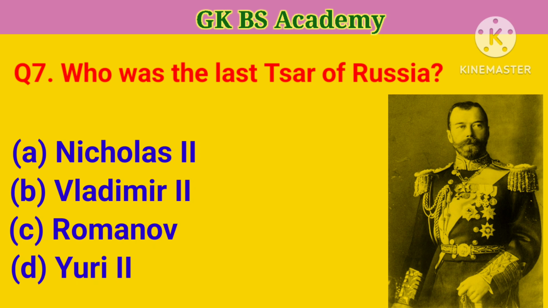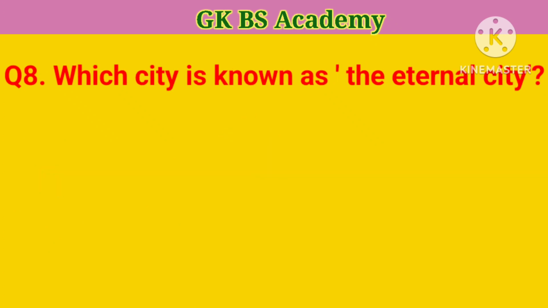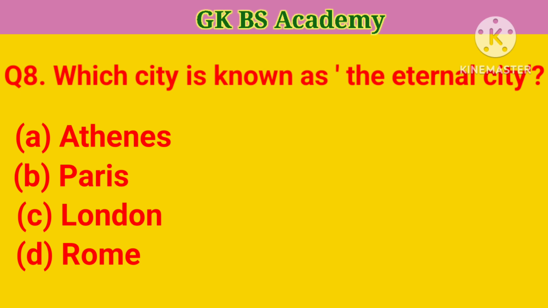Options are A. Nicholas II, B. Vladimir II, C. Romanov, D. Yuri II. Right option is A. Nicholas II. Question number 8. Which city is known as Eternal City? Options are A. Athens, B. Paris, C. London, D. Rome. Right option is D. Rome.